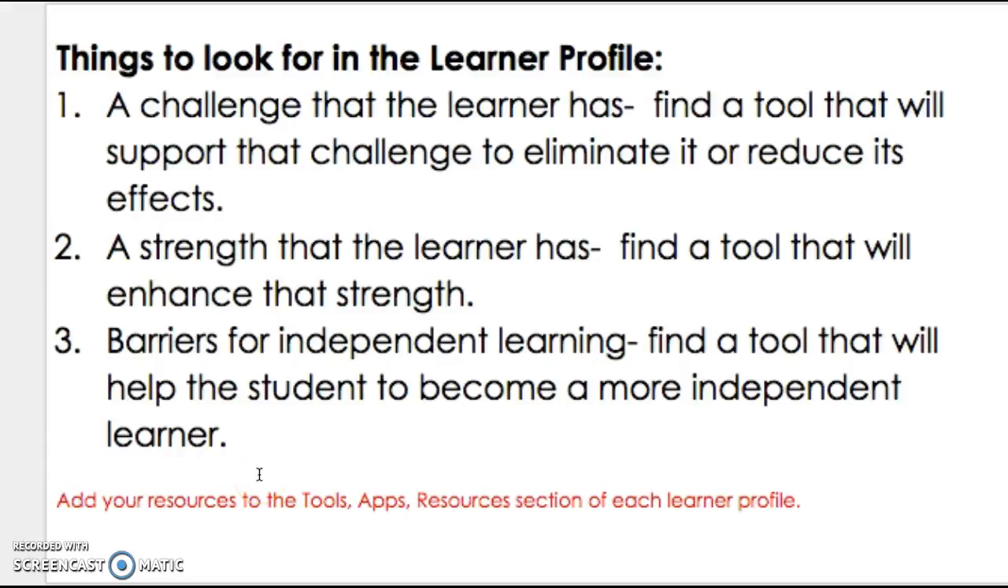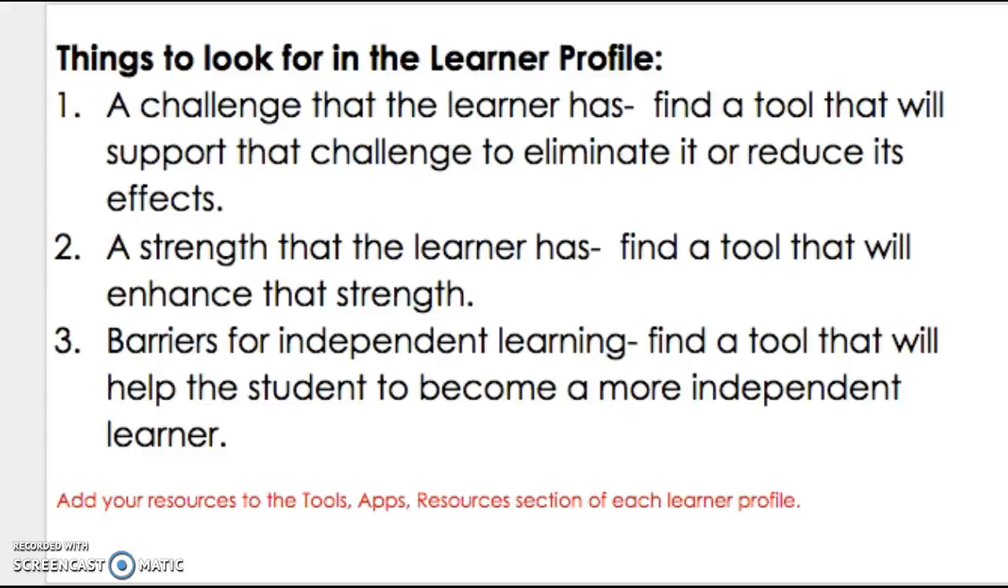The third thing that you should look for in your learner profile are the barriers for independent learning. So it might not be how students are able to learn with you as a facilitator, but it might be that there are some barriers that they have when they're trying to learn something independently. So this would be if they're researching something, or maybe doing a PBL on their own where they have a little less teacher guidance, and find a tool that would help the student to become a more independent learner. As you find these tools, again, add those to the Tools, Apps, and Resources section of each learner profile.